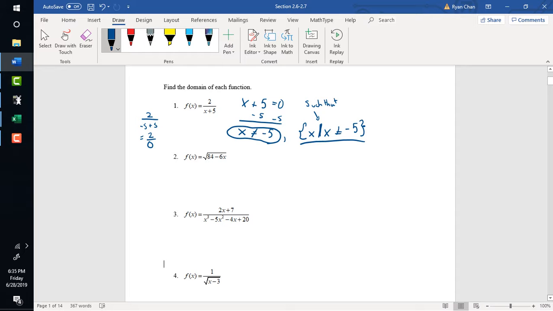Let's look at one more example. Let's look at number 3. Same thing: I'm going to set the bottom part equal to 0, and I'm going to solve for x. Now, just a quick recap of things you should know from before: I can do what's called factoring.